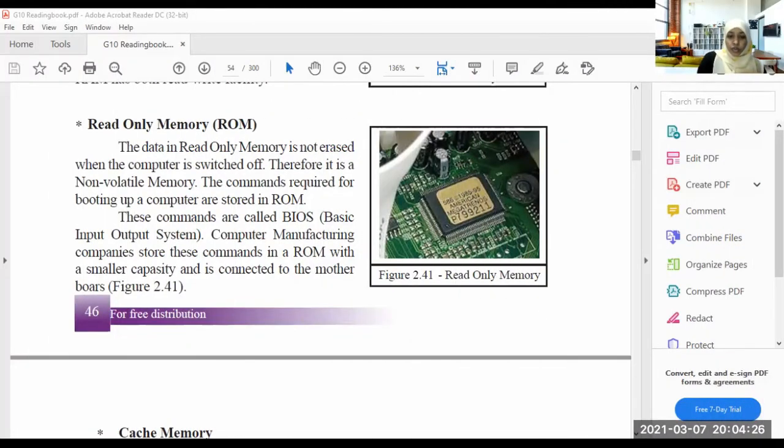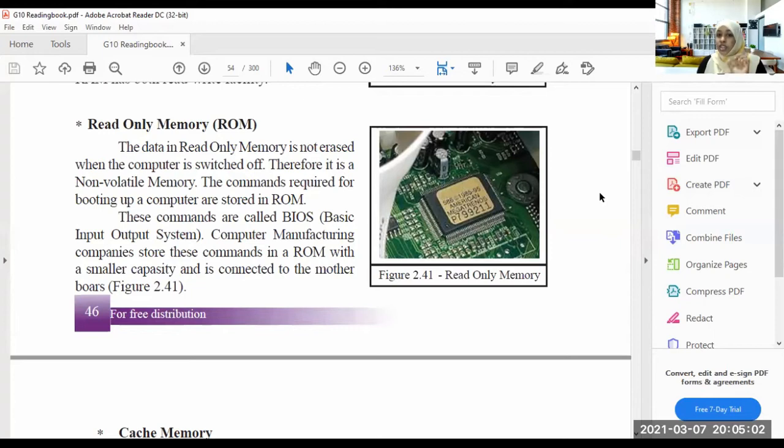Now let's move on to the ROM. The data in read-only memory is not erased when the computer is switched off. You can see the ROM; it is fitted on the motherboard. The data provided to the ROM won't be erased when the computer is switched off. For that, we call this non-volatile memory, because it is not erasable.